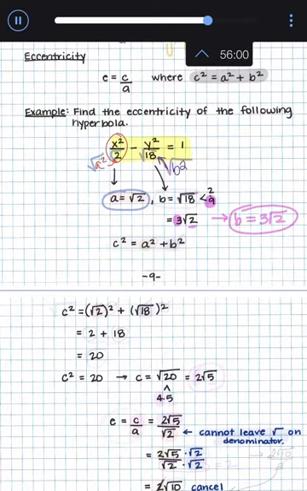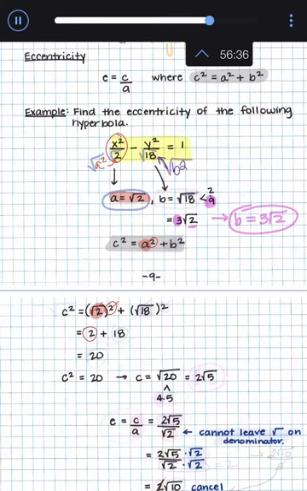Okay, so we've got a and b. We still need to find c to find eccentricity. Remember, for a hyperbola, the formula for c squared is a squared plus b squared. We just said that a equals the square root of 2, but according to the formula, a is squared. If you square a square root, they just cancel out, leaving you with the 2 underneath.